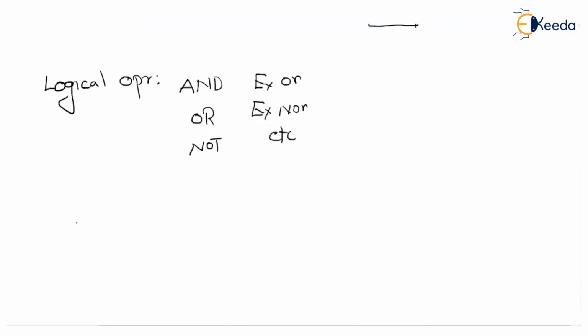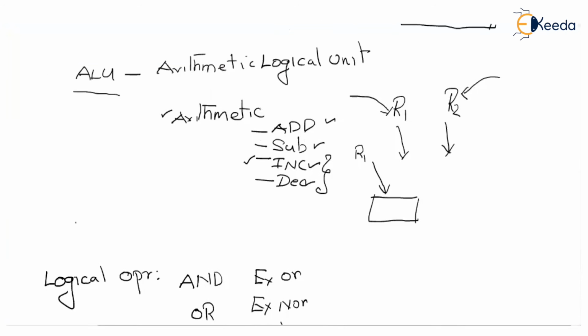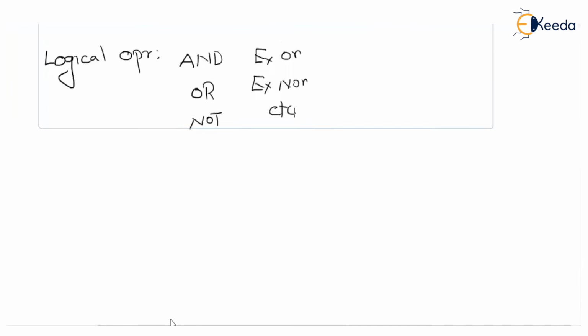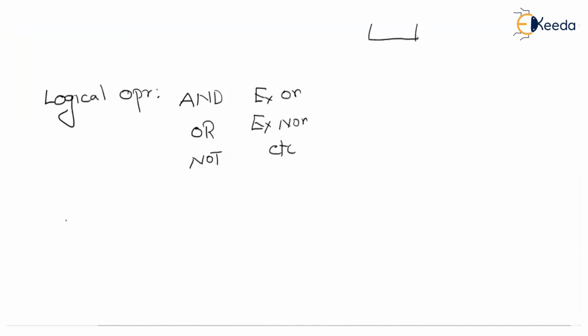Now, in addition to the arithmetic and logical operations, the ALU will also perform shift operations. What are the shift operations? There will be a left shift and there will be a right shift.